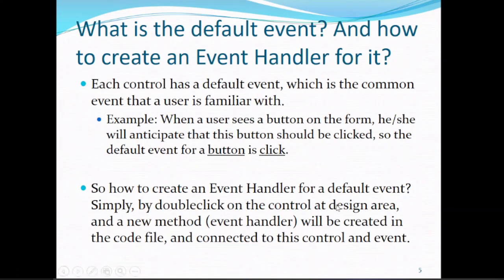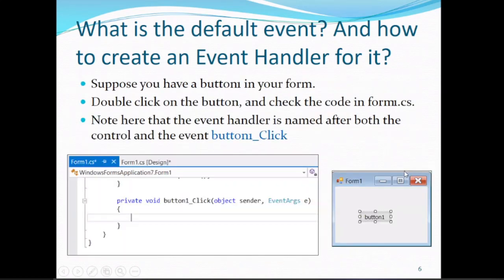So how to create an event handler for a default event? Simply by double click on the control. அதாவது நீங்க அந்த டிசைன் பார்ட்ல போய் அந்த பட்டனை டபுள் கிளிக் பண்ணாலே it will directly go to the programming part. அதான் இங்க சொல்றாங்க, simply by double clicking the control at the design area, a new method will be created in the code file and connected to this control and event. So here only we have to mention whatever may be the event. நம்ம அதுக்கு கிளிக் பண்ணா இங்க என்ன ஆக்ஷன் நடக்கணும் அப்படிங்கறத இந்த ப்ரோக்ராமிங் மூலமா we have to write the code here.